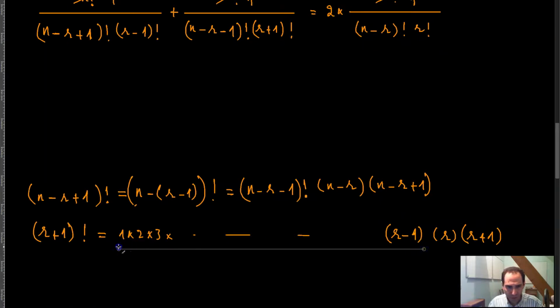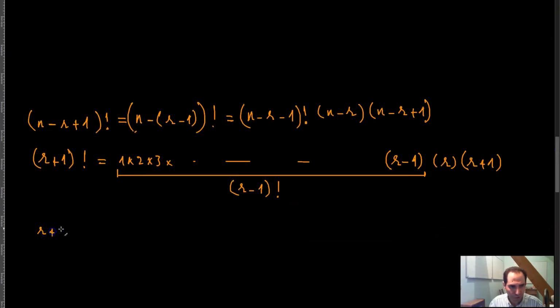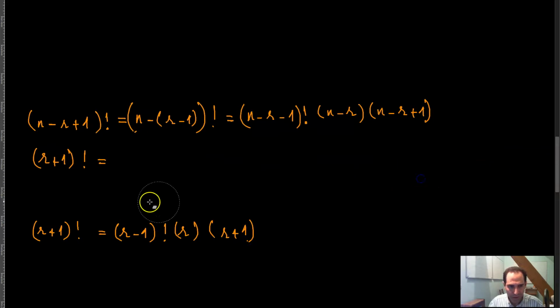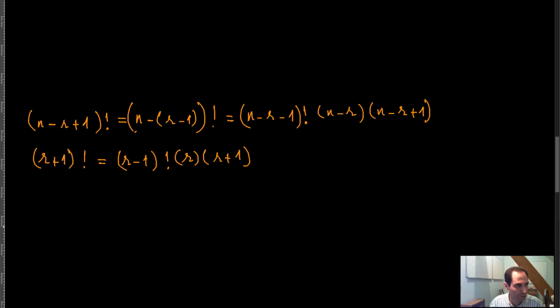So then you can write all of these terms as r minus 1 factorial, and therefore you will be able to write r plus 1 factorial as this whole thing, which is r minus 1 factorial times these two, r times r plus 1. And therefore you will be able to write r plus 1 factorial as r minus 1 factorial times r times r plus 1. That is basically the second part that you need to note here.